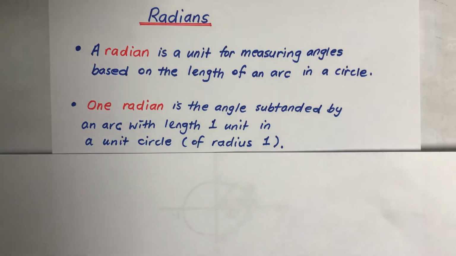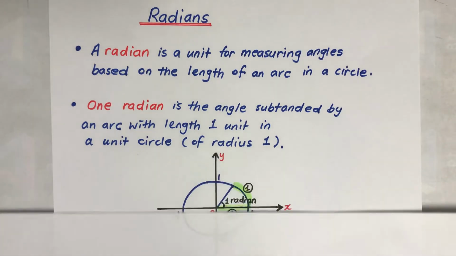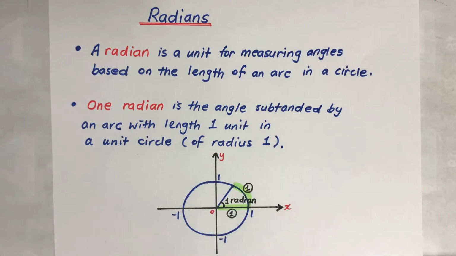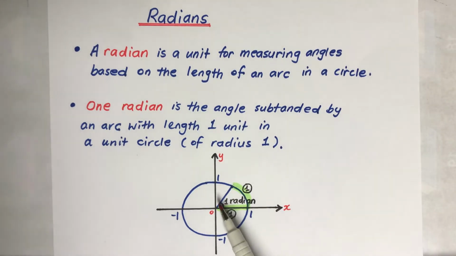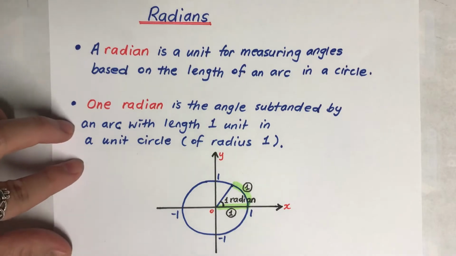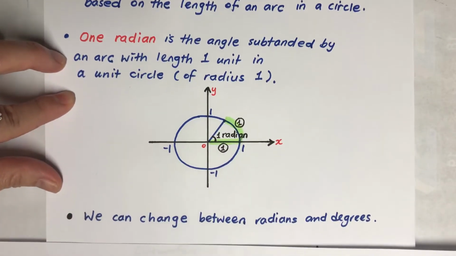So let's have a look at the diagram here. Okay, so that's the unit circle. As you can see, the radius is all 1, and the 1 radian is this angle here. Okay, and it happens when the arc and the radius are the same, just 1 and 1 here. So knowing all that, let's have a look at what we can do with them.